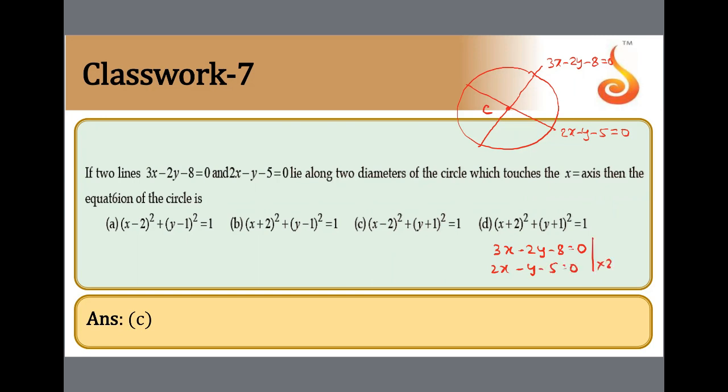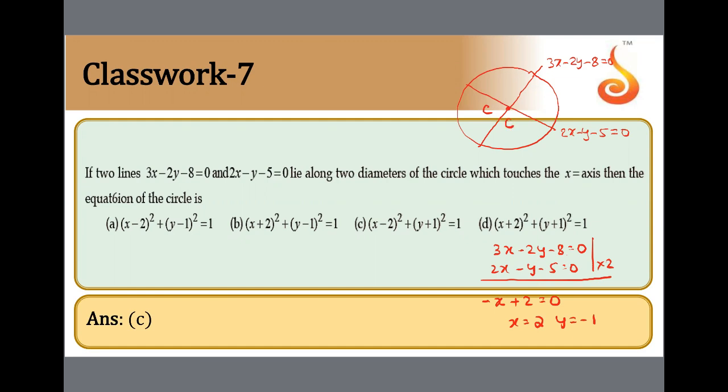We multiply by 2 and subtract it. So 3x minus 4x will give you minus x. This will cancel. Minus 8 plus 10 will give you 2, equal to 0. x equal to 2. If we put x equal to 2, 6 minus 8 is minus 2. Minus 2y is equal to minus 2. y is equal to minus 1. Okay, we got the center coordinates.